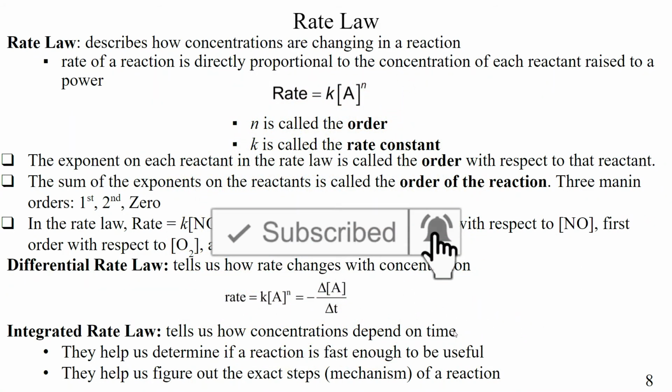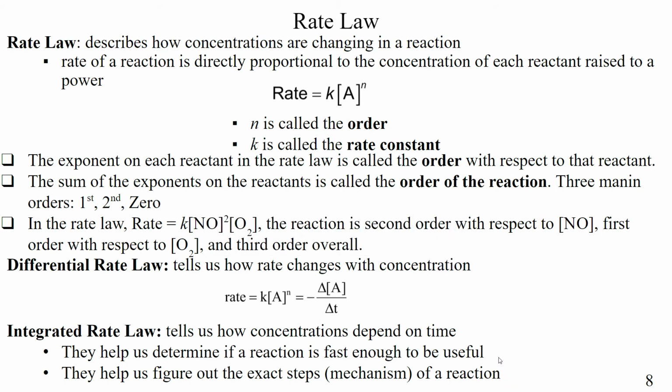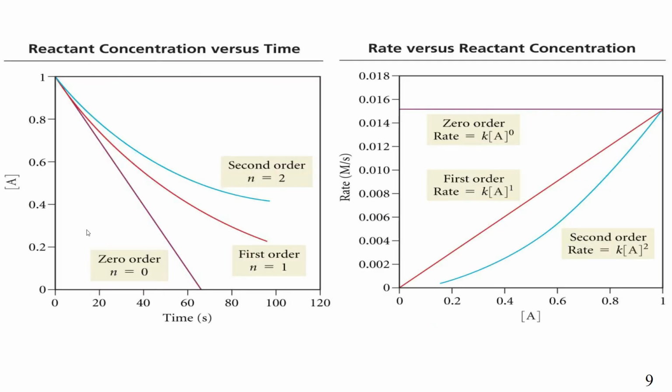Okay, so integrated rate laws are really useful for a couple of different things. In this case, they're going to help us determine if a reaction is fast enough to be useful. Usually people are using integrated rate laws to figure out the exact steps for a reaction. We have concentration over time, with time on the x-axis and concentration here.